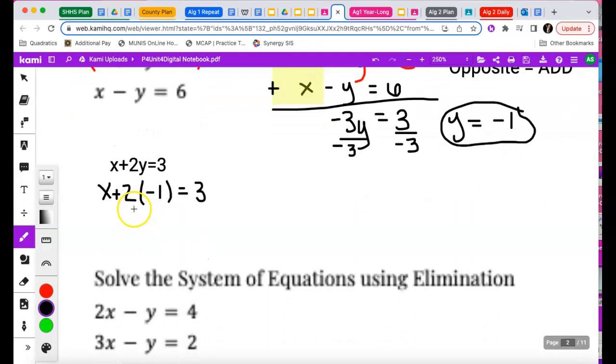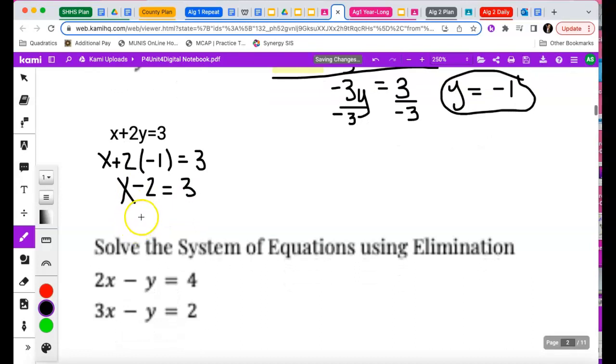So now I just need to multiply 2 times negative 1, which gives me negative 2. Bring down my x, bring down my equals 3. I need to do the opposite of minus 2, which is add 2 on both sides. And x will equal 3 plus 2, which is 5.